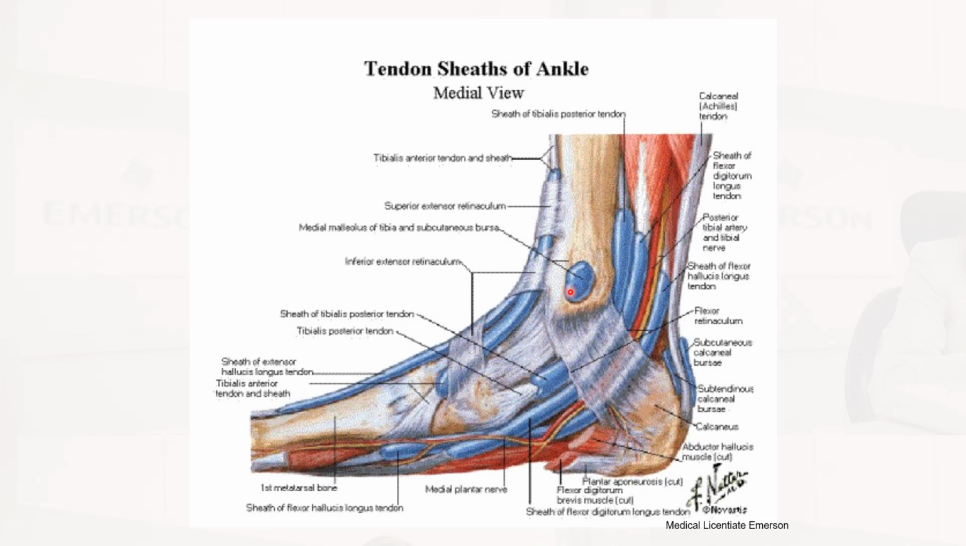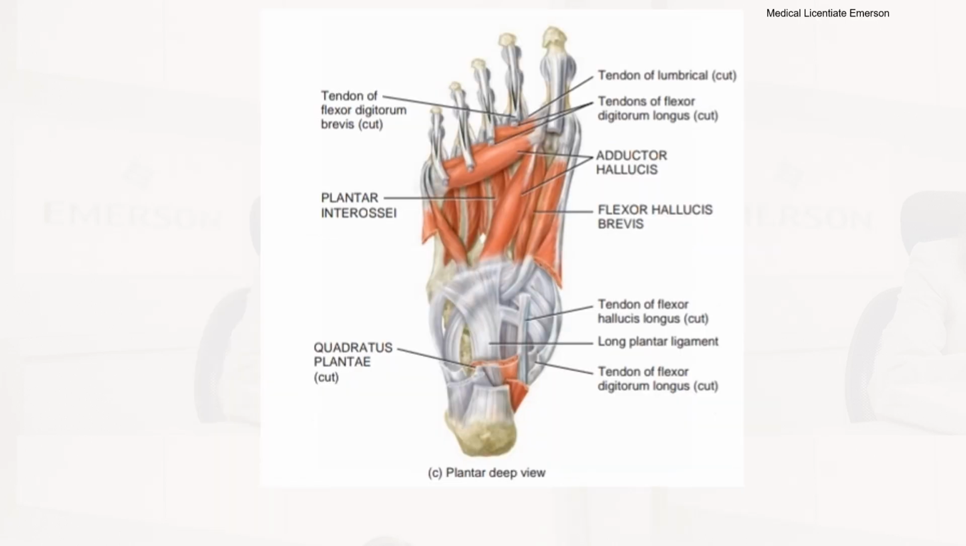Okay, so we have the medial malleolus of the tibia and the subcutaneous bursa. So these are the malleoli. Let's move on; we can even pause and go through. So this is the posterior view.